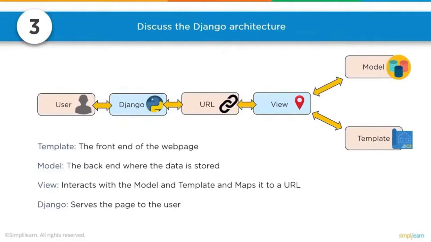There's a model, the back end where the data is stored. So you can keep the template and the looks the same, but you can swap out the underlying information that goes into that template. Then you have your view, which interacts with the model and template and maps it to the URL, and then Django serves the page to the user. So Django grabs it and says, okay, thank you for the URL, and here you go, user.